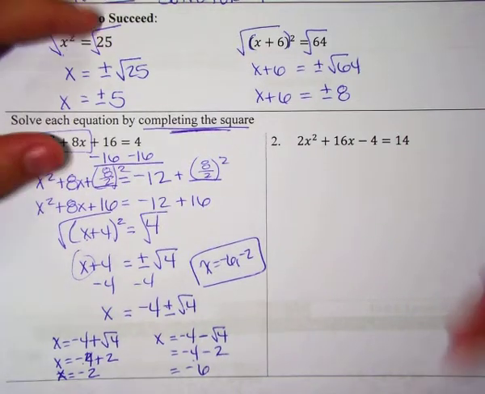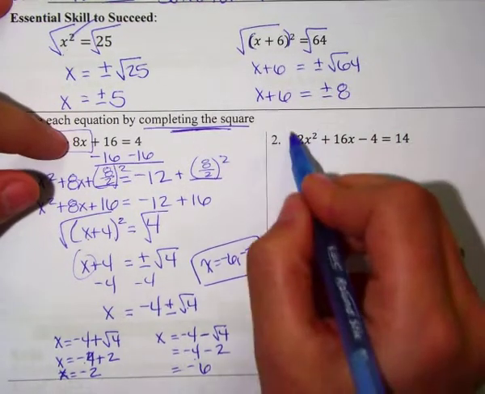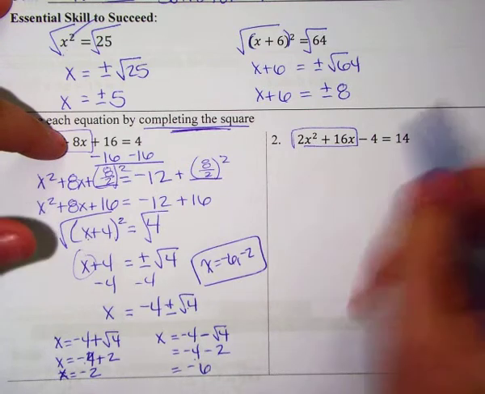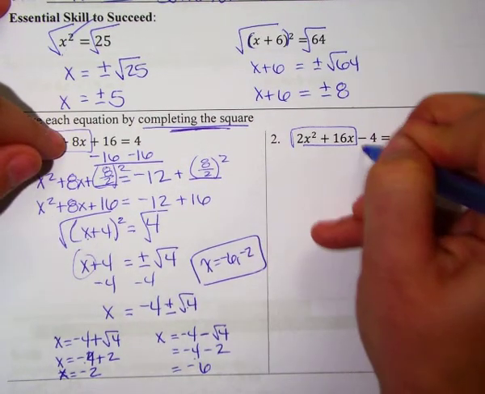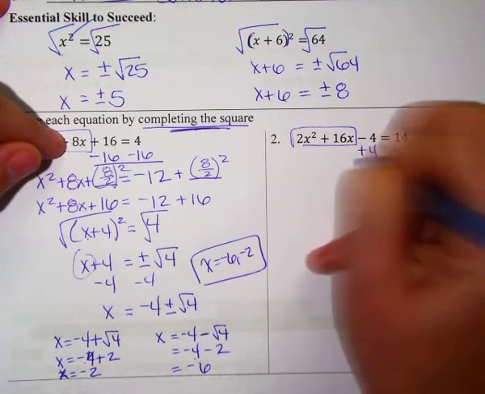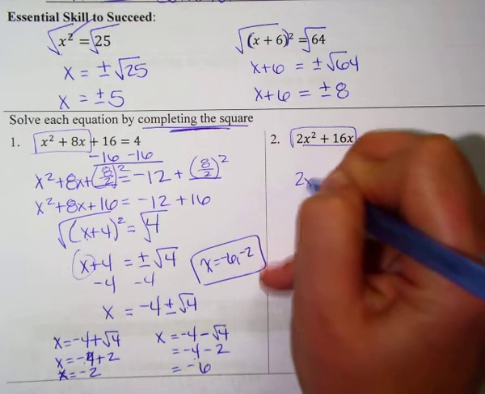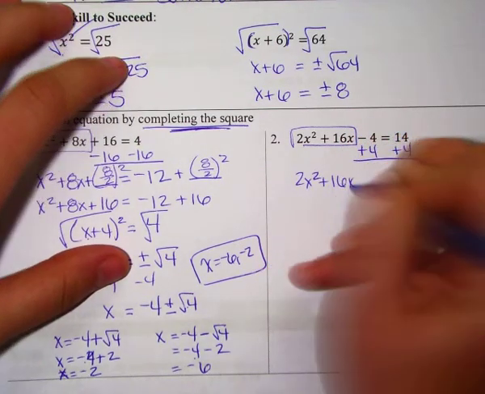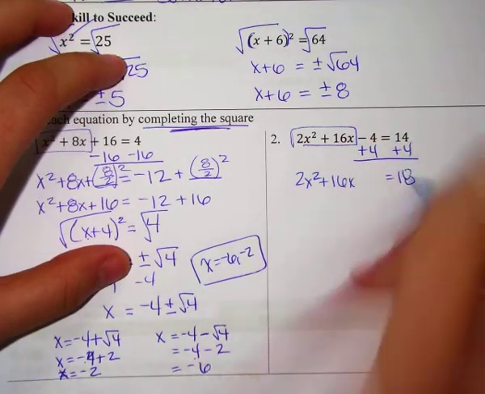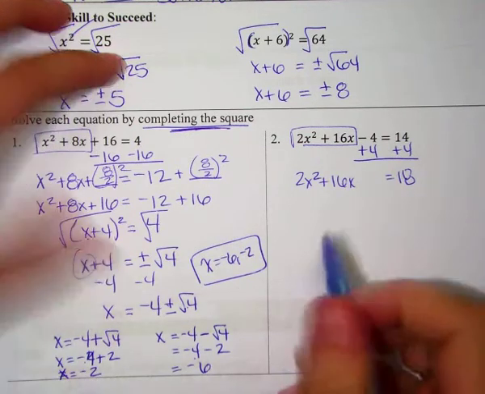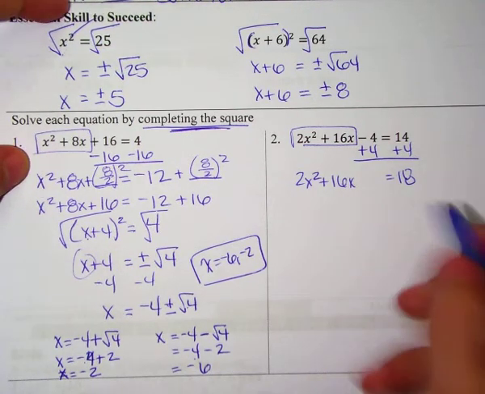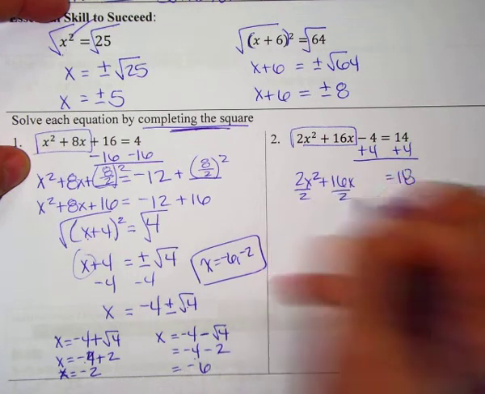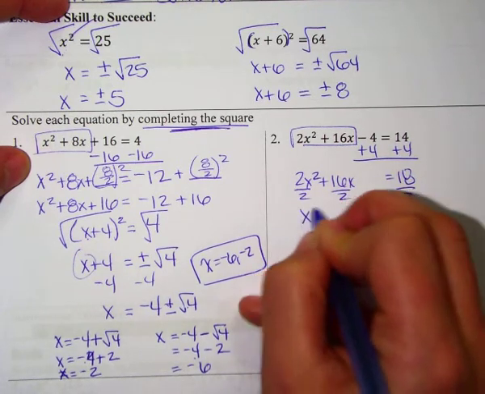For number 2, we're going to start by doing the same thing. If we are completing the square, then we need to isolate the two variable terms. So I'll add 4 to both sides. We're left with 2x squared plus 16x equals 18. Now, I actually need a to equal 1, so I'm going to divide every term by 2, so that a equals 1.